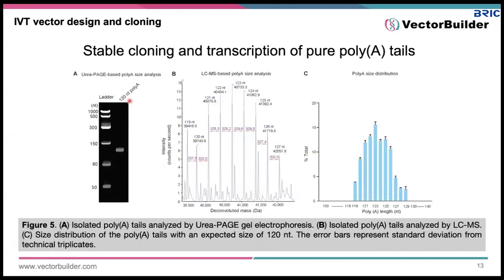One step further, we used a plasmid containing a 120 nucleotide polytail to prepare an IVT mRNA. And from that IVT mRNA, we chopped off its polytail and ran that polytail on a gel. And you can see only one sharp band located at approximately the position of 120 nucleotides, which suggests that on this plasmid, this 120 nucleotide polytail is still intact.